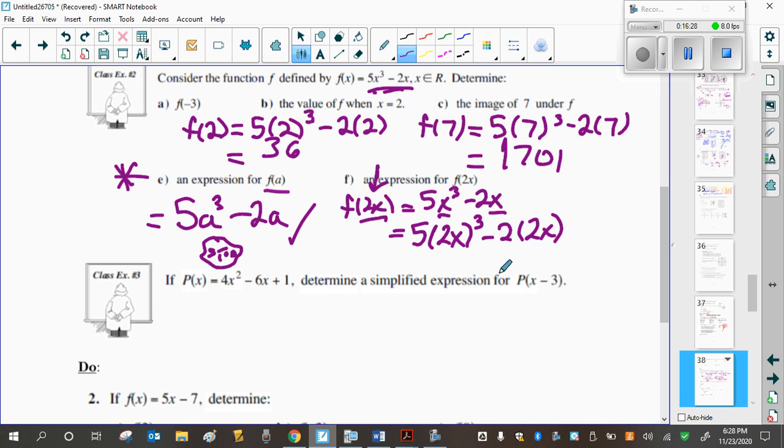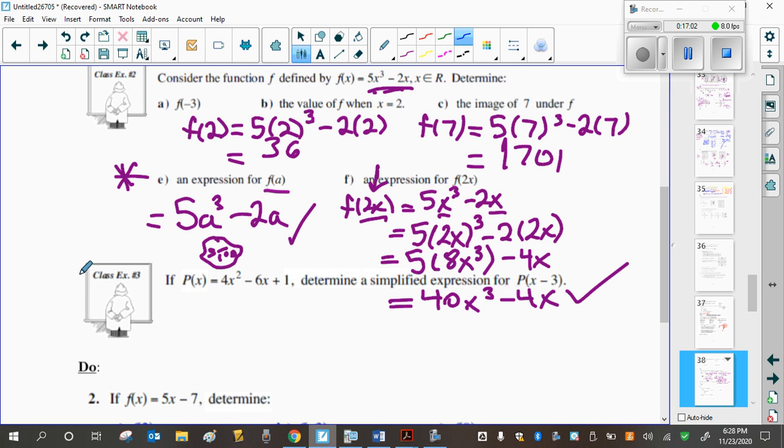2x. Now we have to do some algebra. So this is 5, 2 cubed is 8. So 5 times 8, x cubed. And negative 2 times 2 is negative 4x. And then 5 times 8 is 40x cubed. Subtract 4x. Do I subtract those? No, I'm done. Okay, so let you write that down as I stall a little bit.